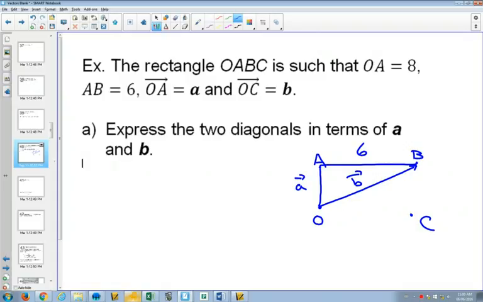Oh no, OC is vector B. That's confusing. So OC is vector B. And we know that the length from O to A is 8. So we want to find these two diagonals. We want to find this diagonal, O to B, in terms of A and B.